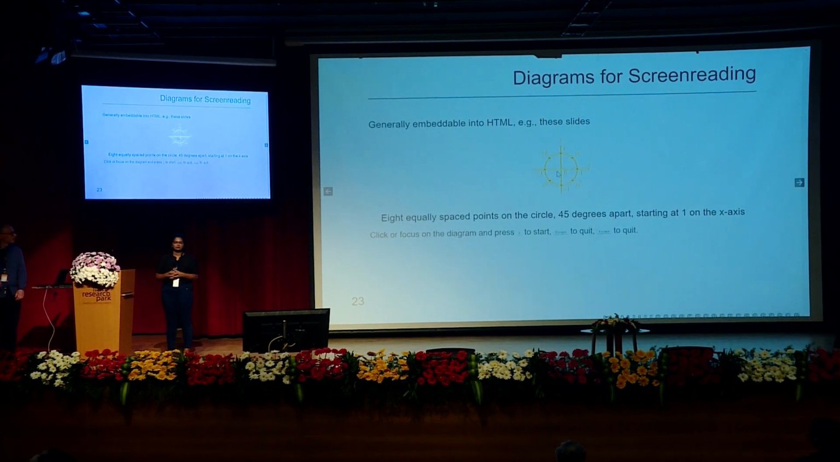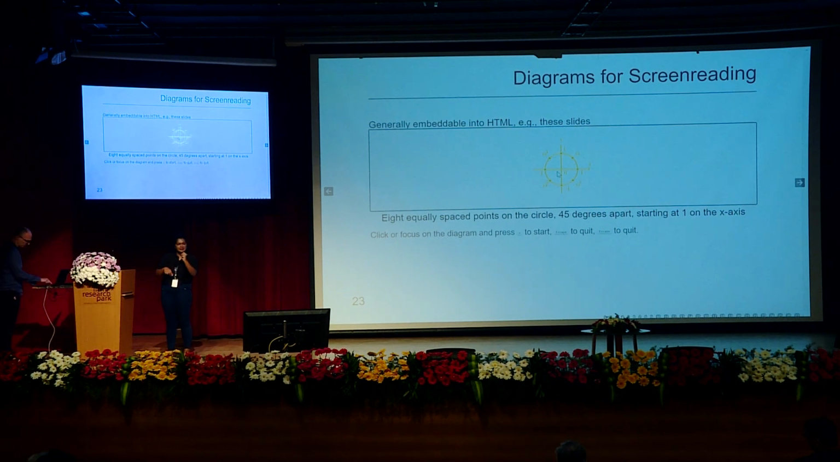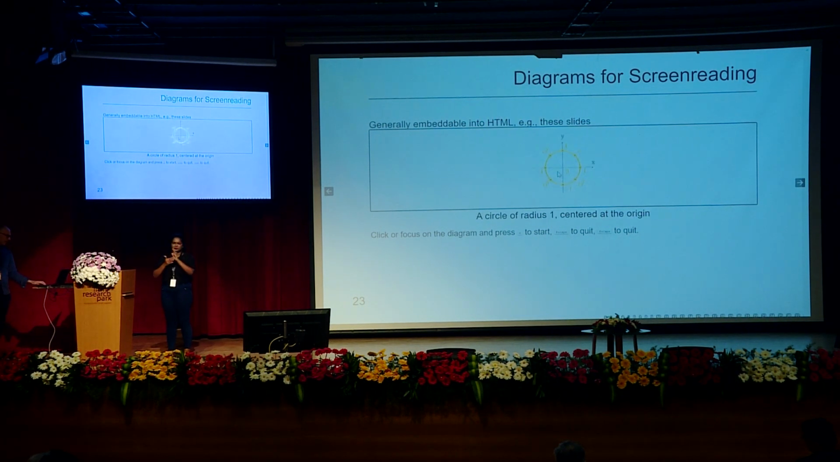8 equally spaced points on the circle, 45 degrees apart, starting at 1 on the x-axis. So what is this? This is the unit circle, right? So it tells us what the components are. A pair of perpendicular axes for Cartesian coordinates. So all of this speech is automatically generated out of the specification I showed you earlier. A circle of radius 1, centered at the origin.